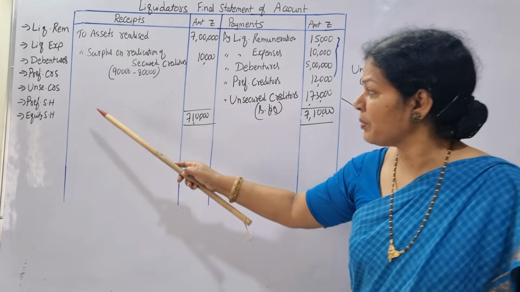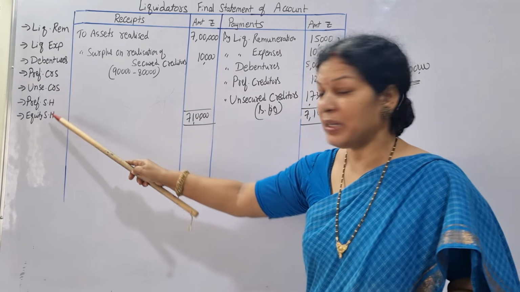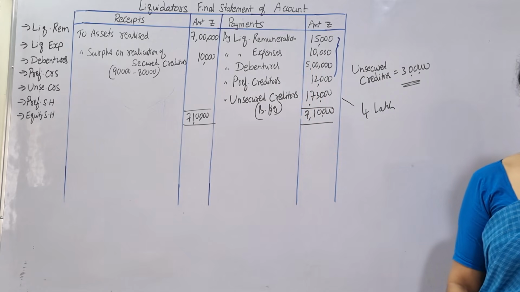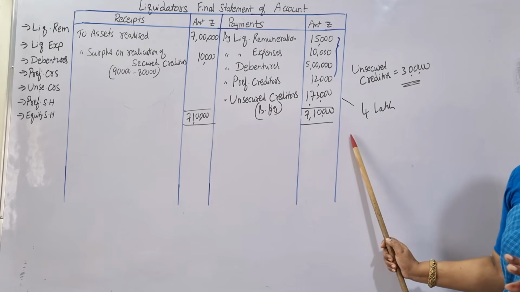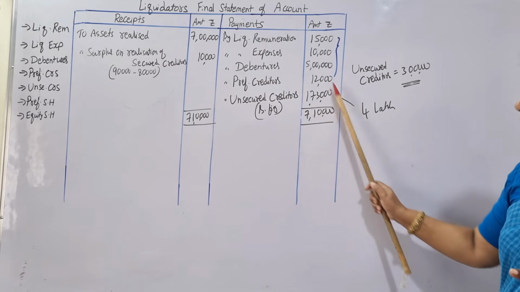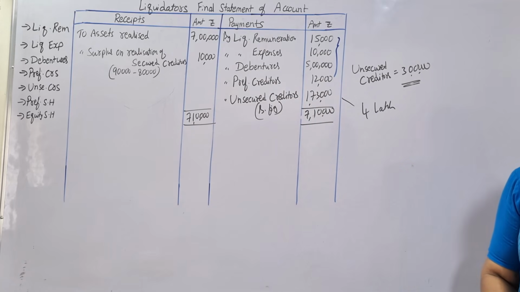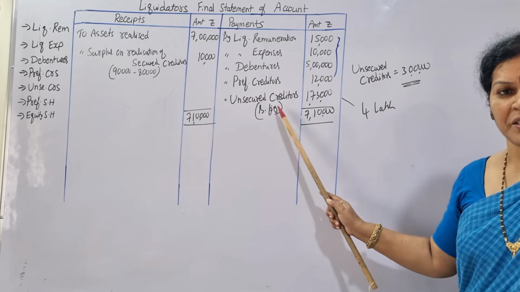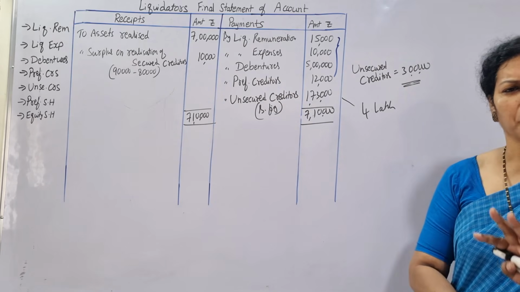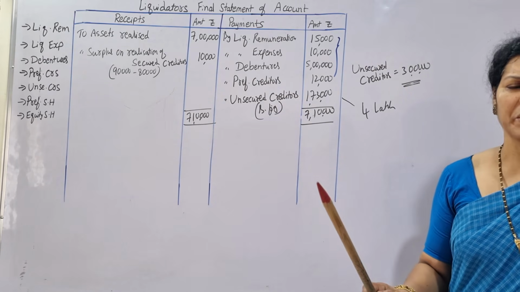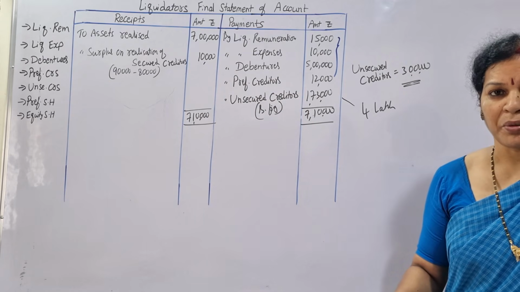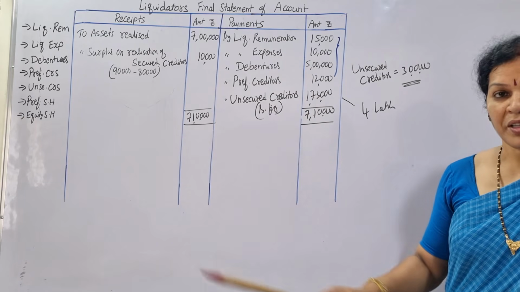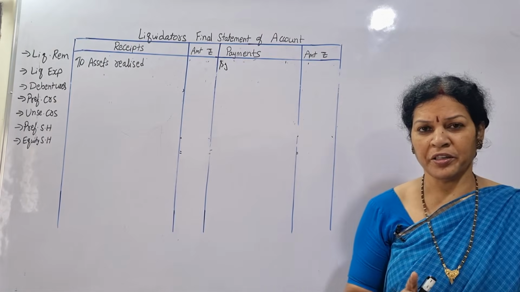Preference shareholders are not given, but equity shareholders are there, 1 lakh, which you can use. But right now the amount is less, only 1,73,000 we are having, so that we are going to disburse to the unsecured creditors. This is the balancing figure. Most of the problems will be the same. We are going to work out more problems. Am I clear about this? Okay, I'll clean the board, then we'll continue with the next problem. Are you clear with the first problem?